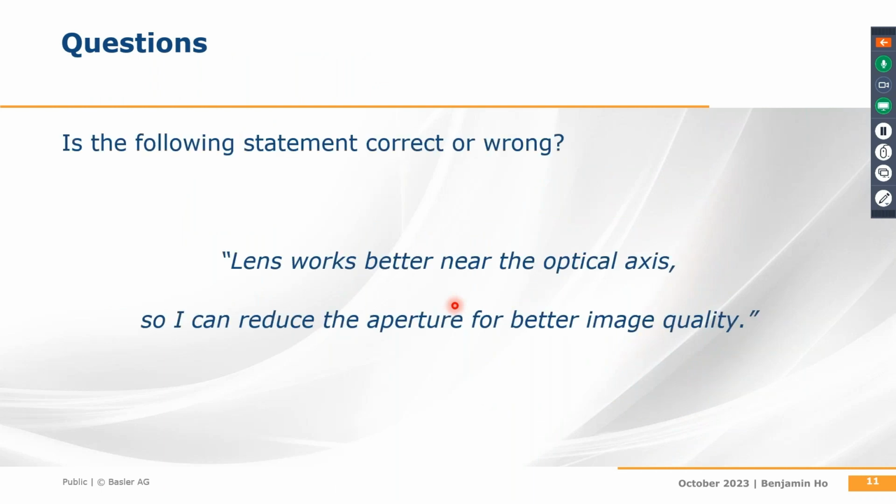Before we introduce diffraction, is the following statement correct or wrong? Lens working better near the optical axis, so we can reduce the aperture for better image quality. The answer is wrong. Why?